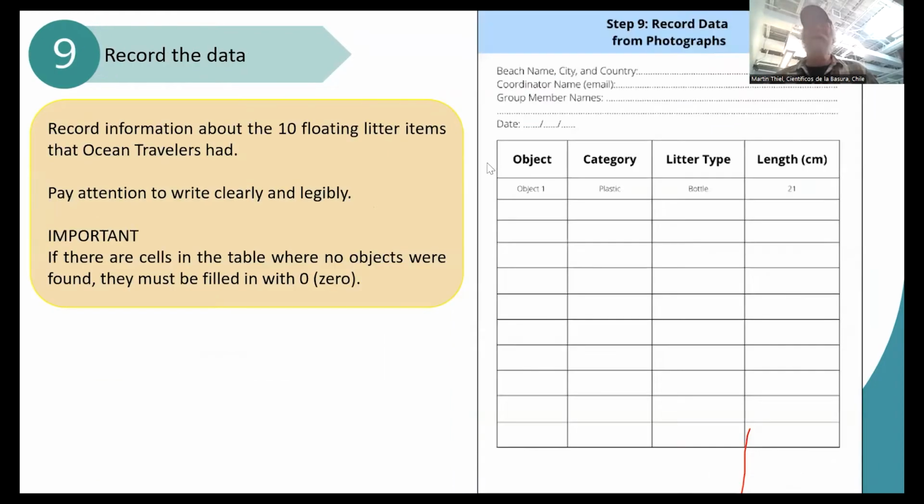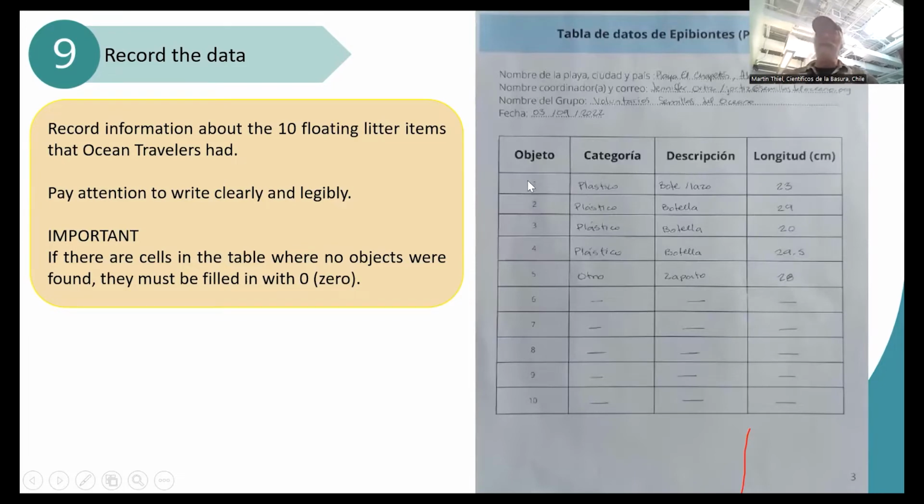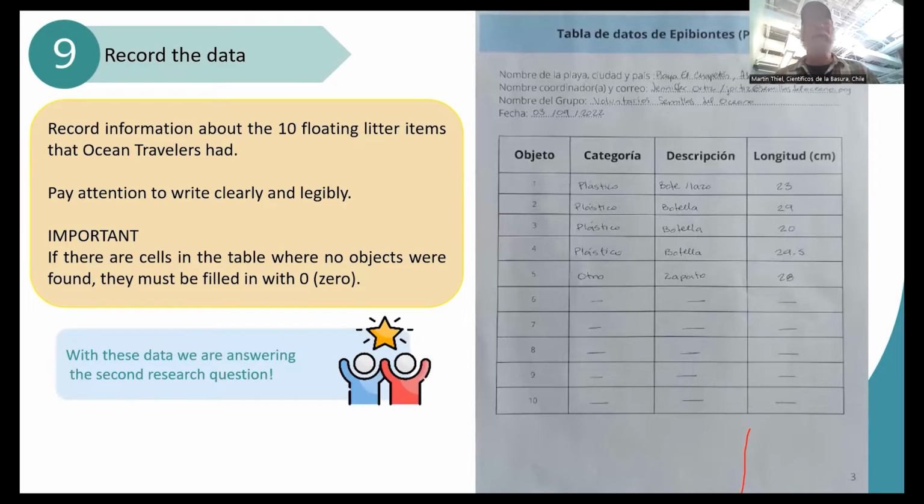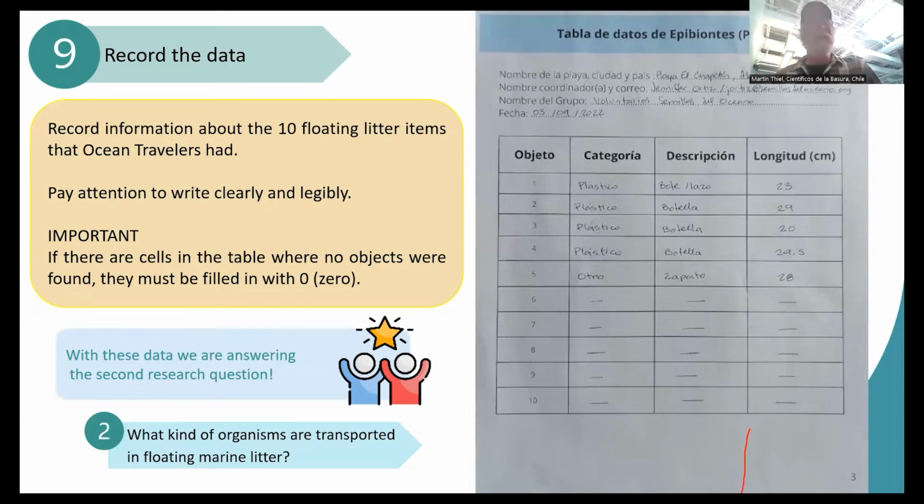And then the only thing that we need to do for each object, we fill this out in this table here. Each object will be recorded in this table, like our colleagues did here. So they have all the different objects here in this table, and with the help of this table we can then match the litter objects that each group is sending, and we can also respond with the help of the pictures of the litter object and the epibionts. We can also respond to our second research question: who are these organisms, who are the species that are being transported on this floating marine litter?